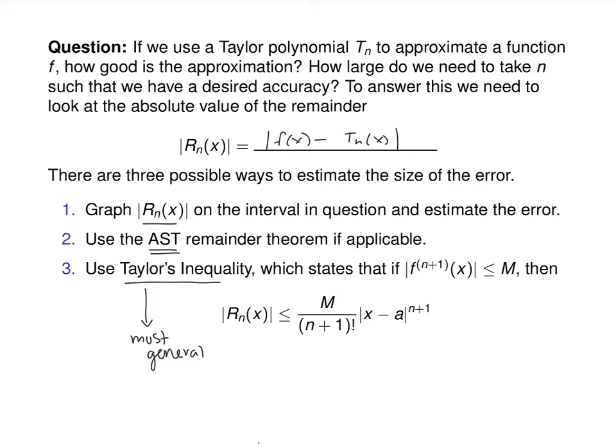So that says that the absolute value of the remainder is less than or equal to some constant M over n plus 1 factorial multiplied by x minus a to the n plus 1. So in this case, you find M by looking at the n plus first derivative's absolute value and trying to figure out an upper bound for that, so a number that is always greater than or equal to it.